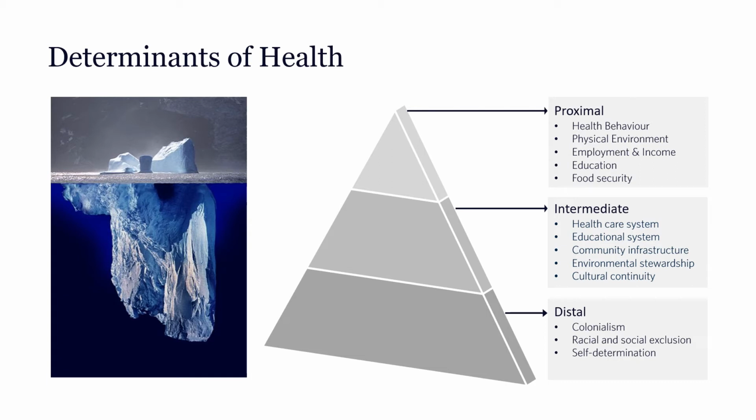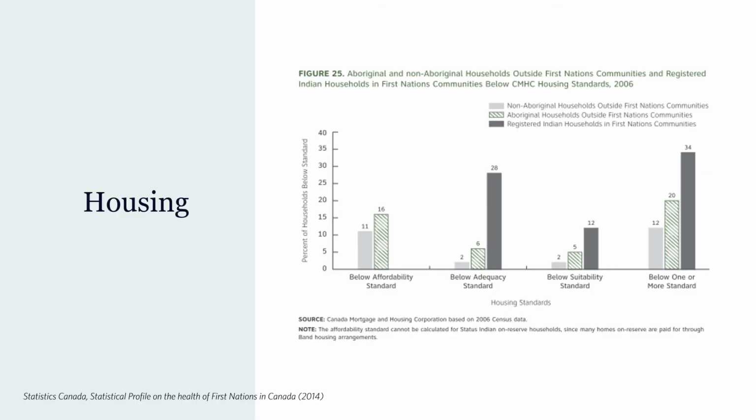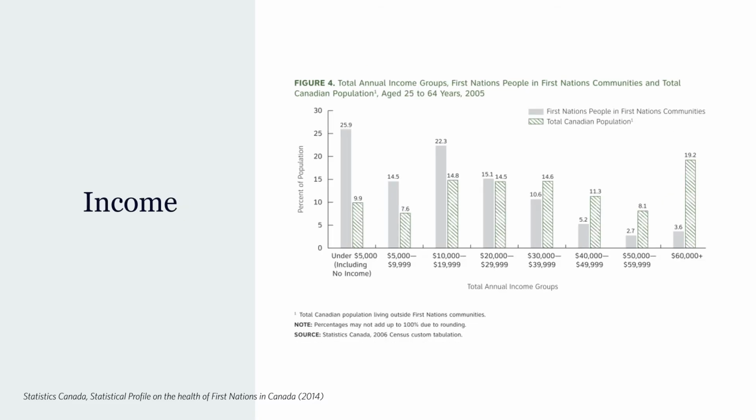This creates a paradox where society blames health behaviors as the root cause of poor health status, while ignoring the fact that it is impossible to make meaningful gains in health behaviors and overall health status without addressing the remaining determinants. Looking at other proximal determinants of health, we see that housing conditions in First Nations communities are at higher risk of not meeting standards. In First Nations communities, the proportion of people in each income bracket decreases as the income bracket increases, which is quite different compared to the total Canadian population.